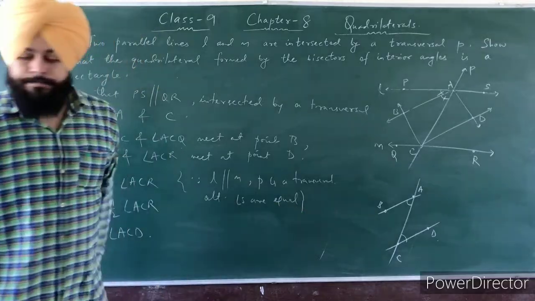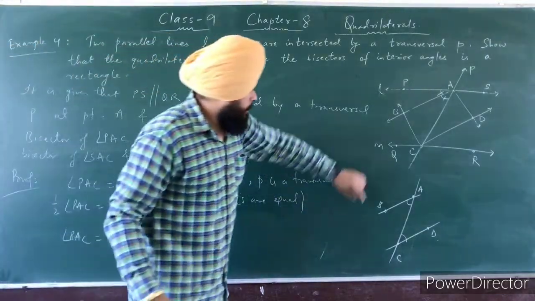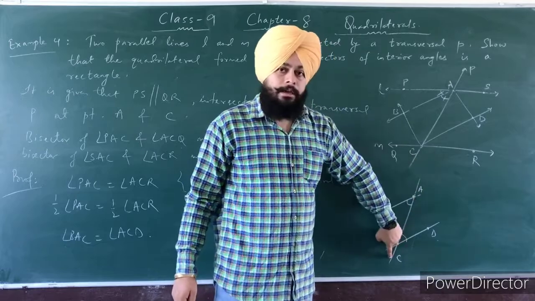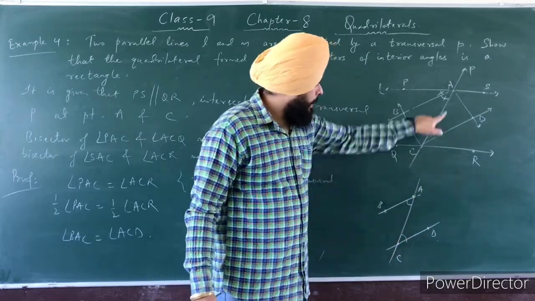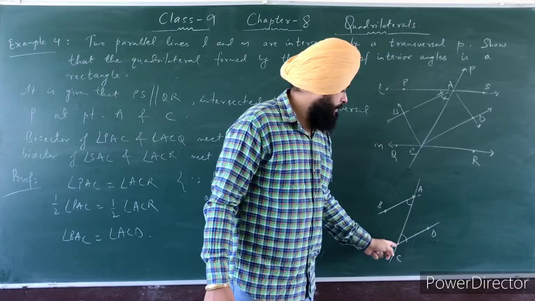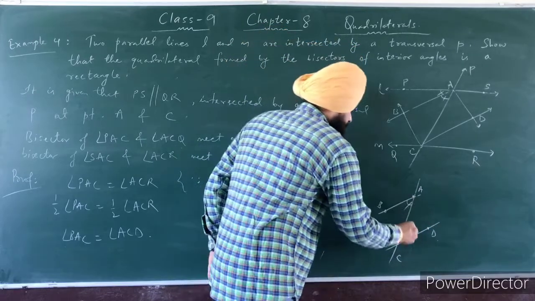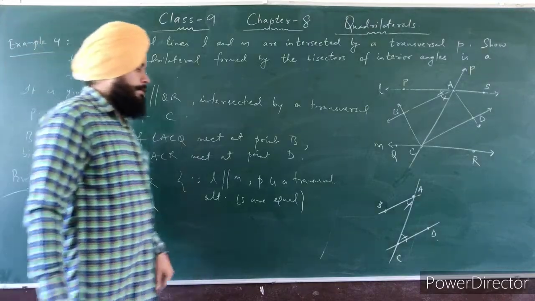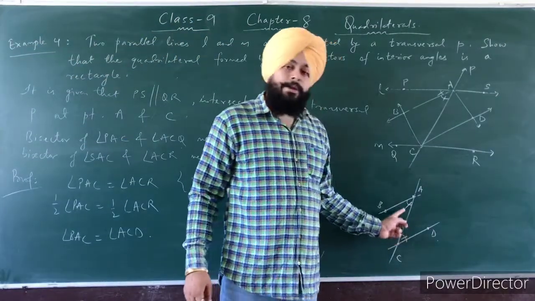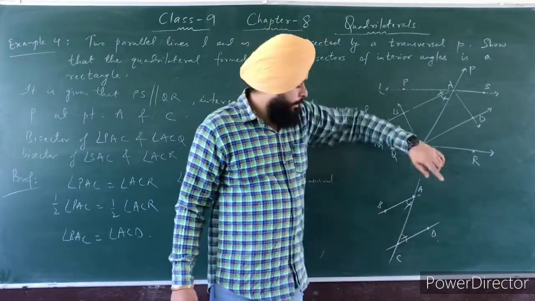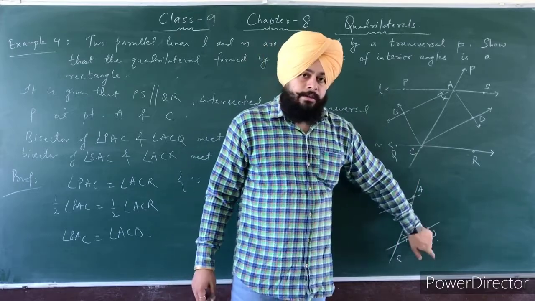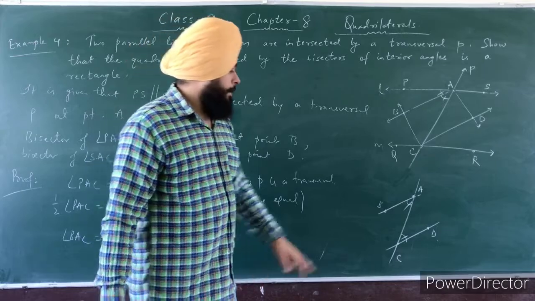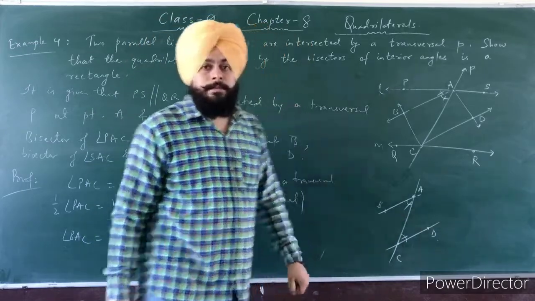Now you can see here, this is angle BAC, and the name of this angle is angle ACD. So you can prove angle BAC equals angle ACD. So then what? You can see here, these are the pair of alternate angles for lines AB and CD, where AC is the transversal. That's why AB is parallel to CD.